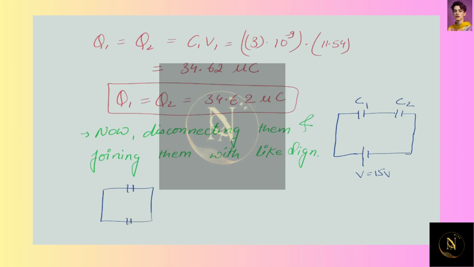here two of the capacitors are joined. This is C1 and this is C2 here. So here let's say plus Q charge is there and here minus Q. Similarly here plus Q and here minus Q. So V1 is across it, and similarly V2 from here. So this will become like, and Q charge is flowing here.